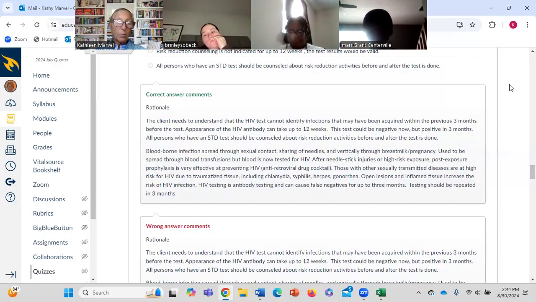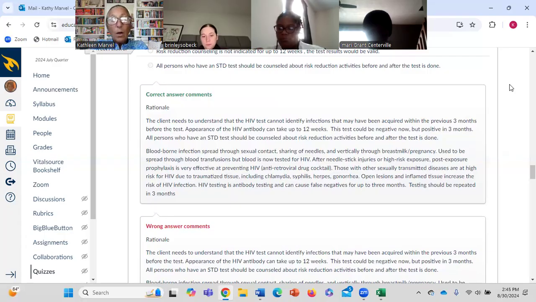Bloodborne infections spread through sexual contact, sharing of needles, and can be spread vertically through breast milk, or pregnancy, transplacentally. It used to be spread through blood transfusions, although now blood is tested for HIV. You're also tested after a needle stick, or a high risk exposure.